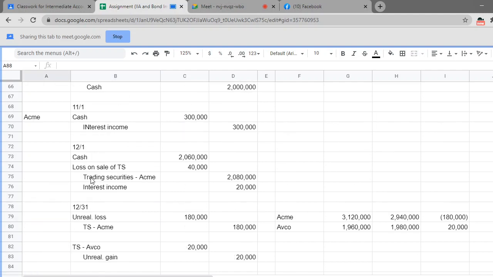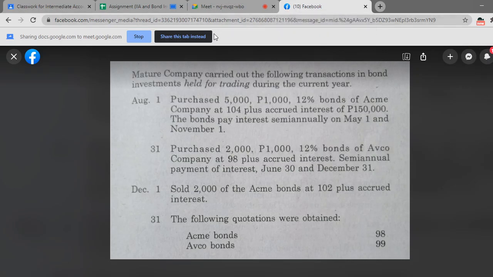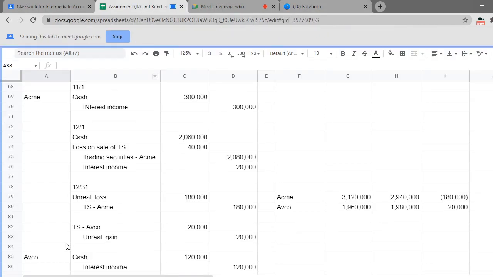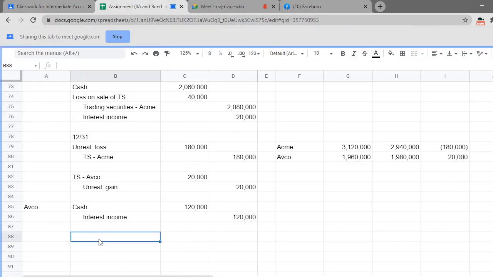However, si Acme, kanus-a man siya next na magbayad? May, tama? May 1 pa siya next na magbayad. So, kung May 1 pa siya next na magbayad, dapat ta na ay receivable, accrued interest receivable for December 31. And we consider it as interest income.